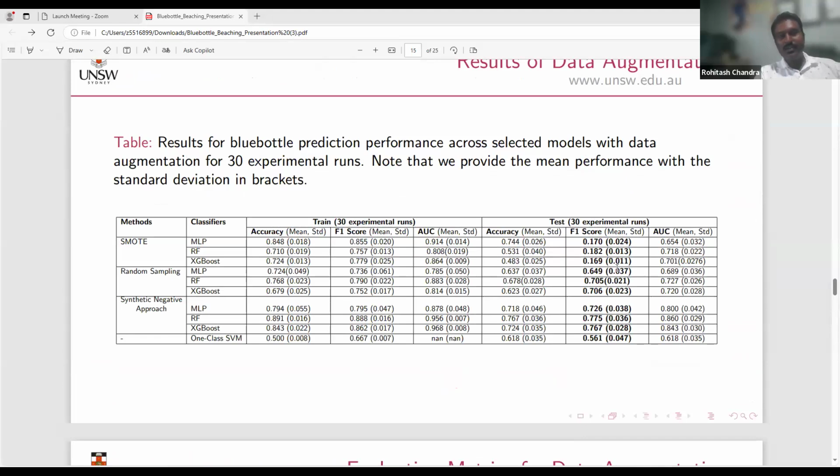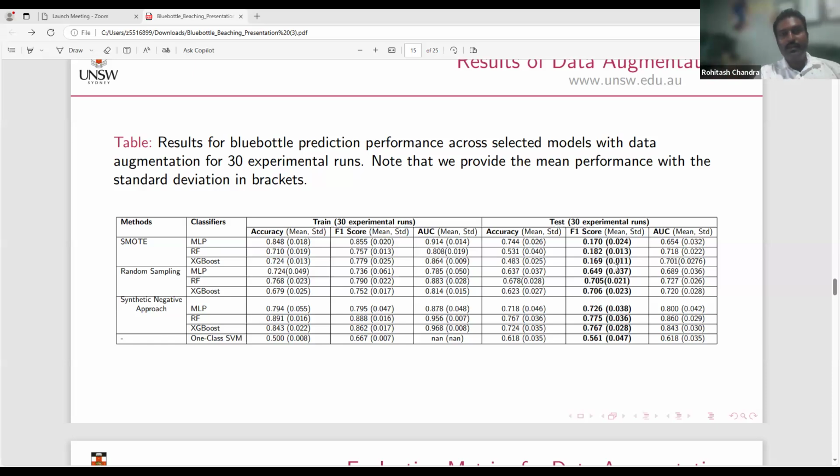Let's say there are two things, right? You could have reliable negative data, but you have a class imbalance problem, right? So you address that class imbalance through the data augmentation methods, which you have done here with SMOTE and random sampling. And you found that that is not good enough to address the problem.